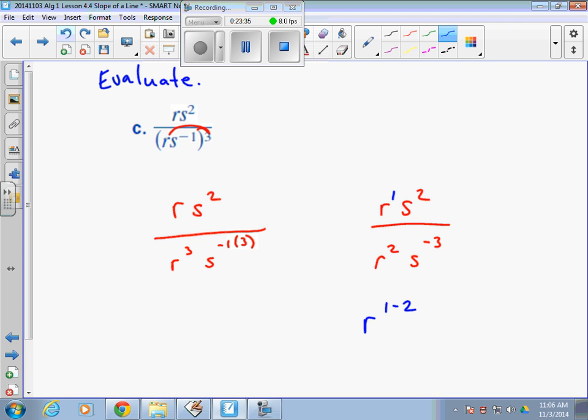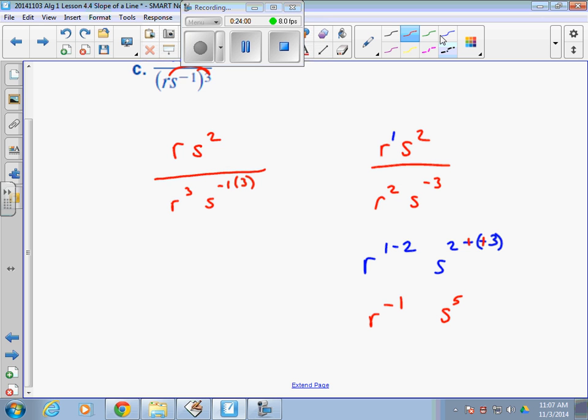Do the same thing with the s's. They're both s. You have s to the 2 minus, and then look what it's subtracting by. It's subtracting by a -3. Remember, anytime you minus a -3, it's the same thing as adding a positive. So 2 plus 3 becomes s to the 5th, and you have r to the 1 minus 2, which is r to the -1.